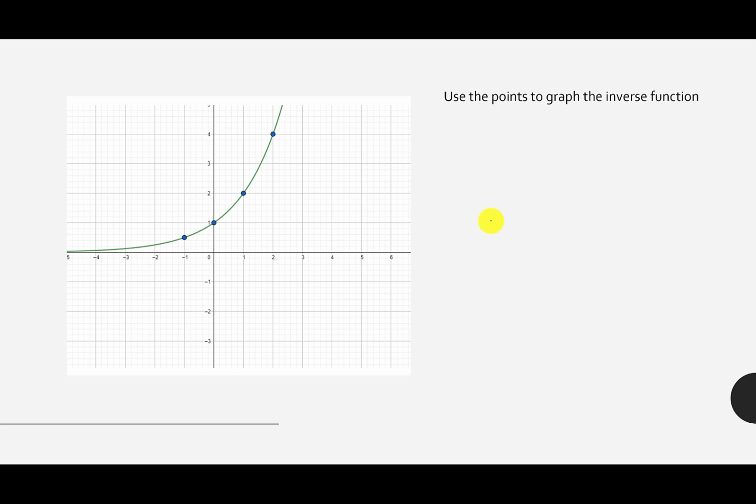So let's try another one. Again, I'm just going to go point by point. So my first point I see is -1. It looks like about a half, so I'm going to go (1/2, -1). And then (0, 1) becomes (1, 0). (1, 2) becomes (2, 1). And then my last point, (2, 4), becomes (4, 2). So we are connecting these dots, and we kind of want it to have that same curve that we see in the original. And again, my graphing is not great, but you can see here's the opposite.